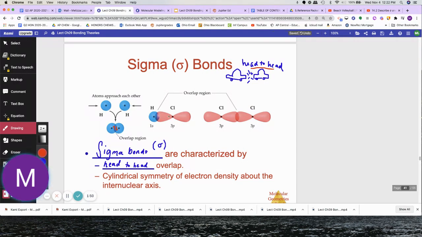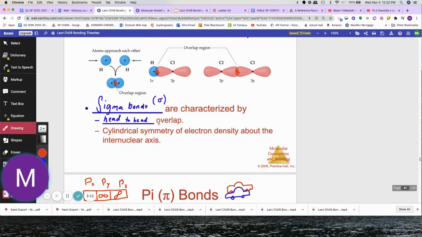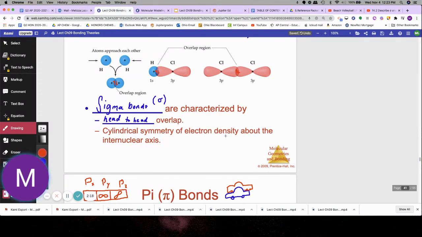If you want to bond in HCl, you use a head-to-head overlap between the electron from the H and the electron from the Cl, the seventh electron in the 3p sublevel. Here's another sigma bond in HCl. Sigma bonds are characterized by a head-to-head overlap, a cylindrical symmetry of electron density about the internuclear axis. That means the axis in between the two.